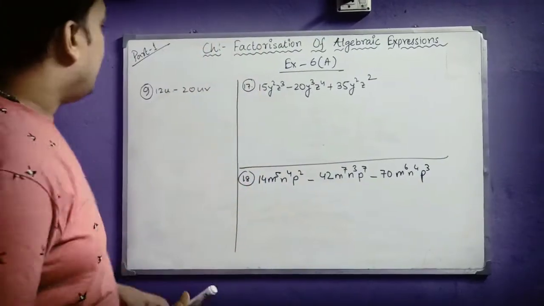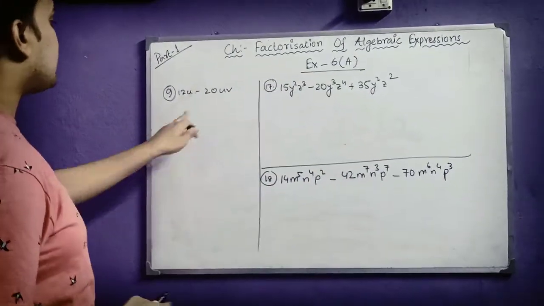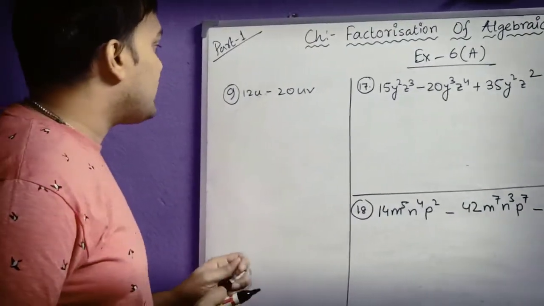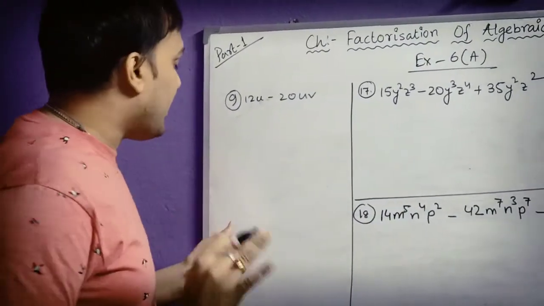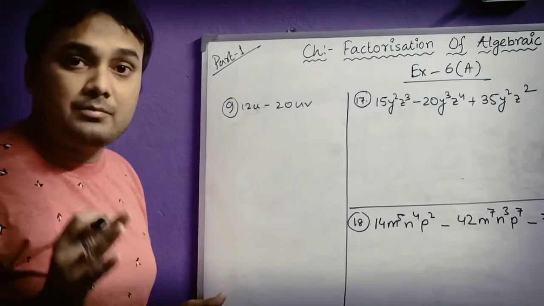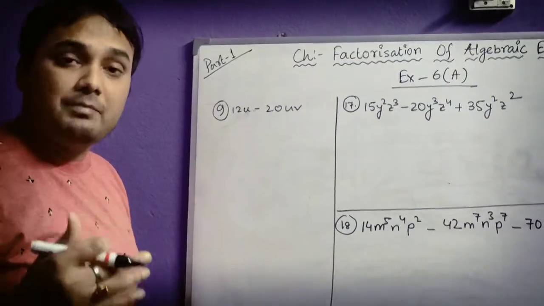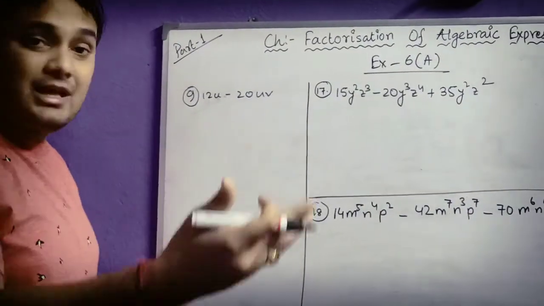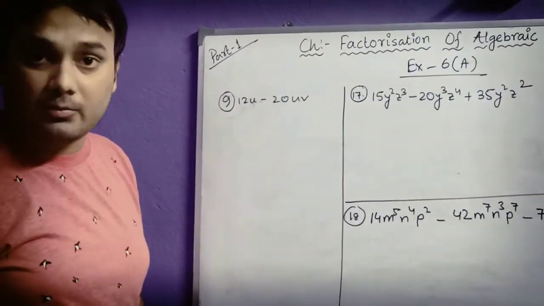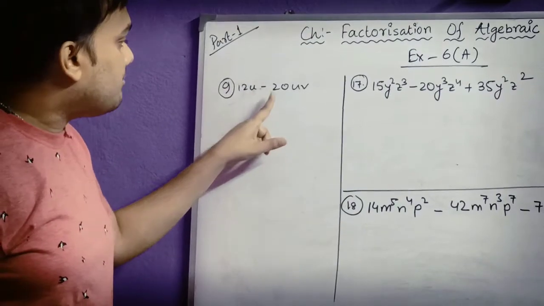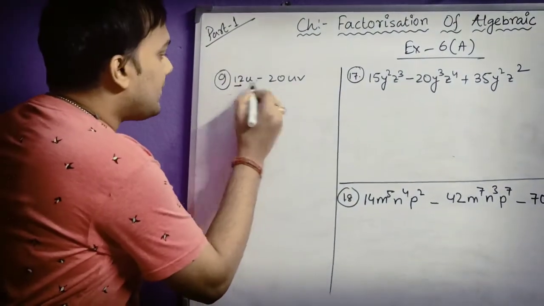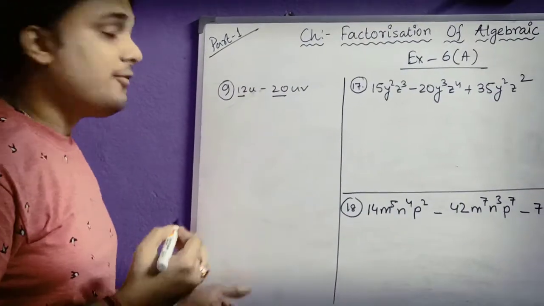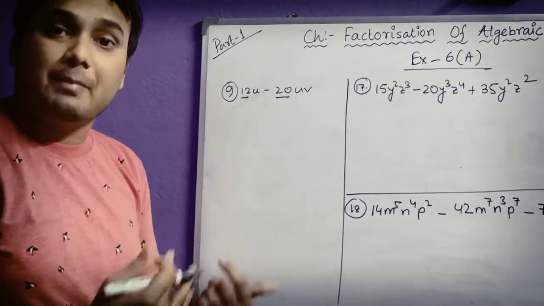So let us start. The first question you can see here is 12u minus 20uv. When you are factorizing, first you have to determine the maximum number, and along with it the maximum variable which you can take as common. You can see 12u minus 20uv. Among 12 and 20, I can take 2 common, but I can take 4 common also. So I will be selecting the maximum one.